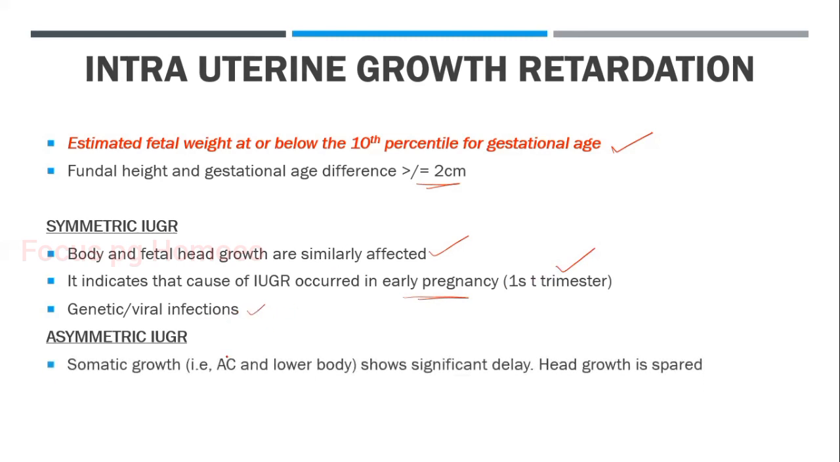Asymmetric IUGR is where somatic growth, that is abdomen circumference and the lower body, shows significant delay. It is smaller, whereas head growth is normal, while the body, abdomen circumference and lower body are not growing for the gestational age. And here the common condition associated is uteroplacental insufficiency.